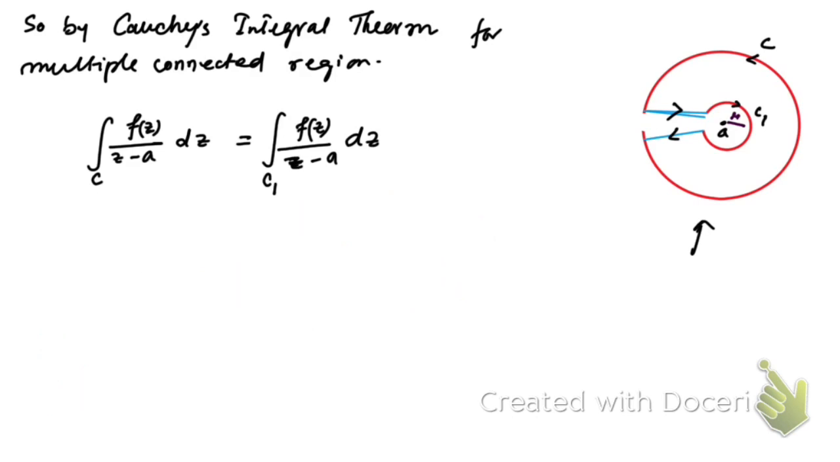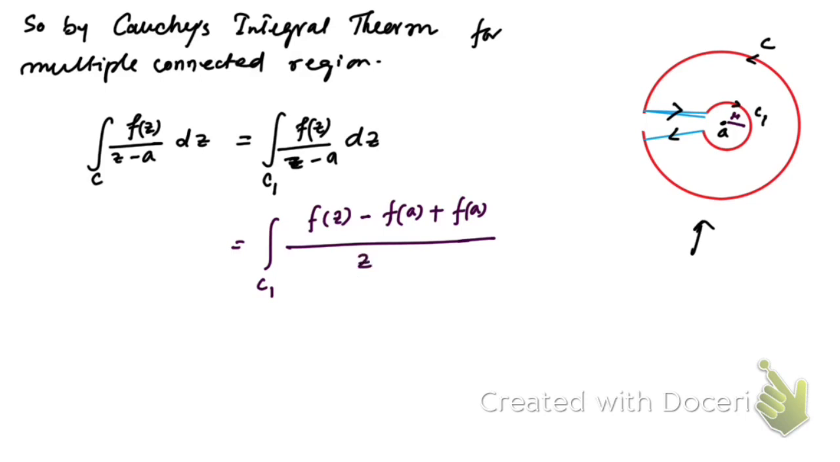Now here you see the integration along c1. Here we can write f of z minus f of a, then again plus f of a, times z minus a dz. If you cancel these two, again you're going to get this, right? So hope you have understood this. This can be written this way.